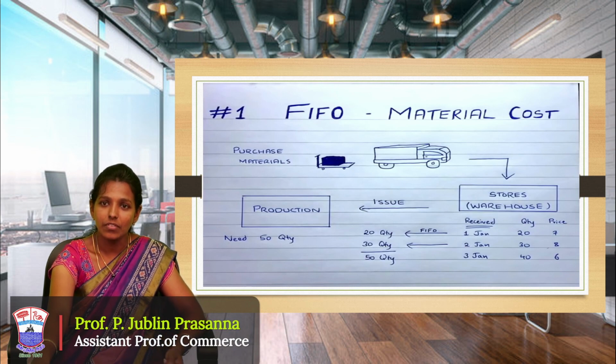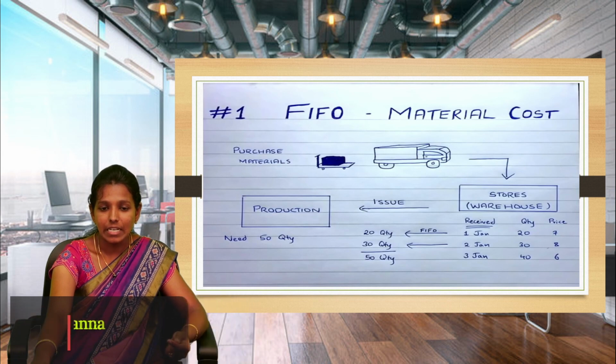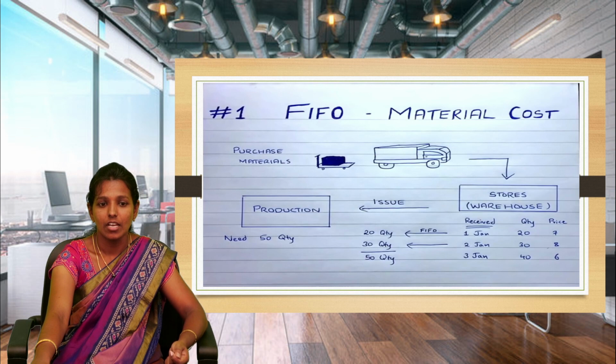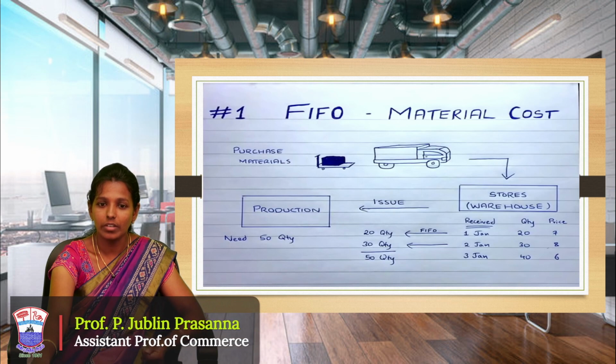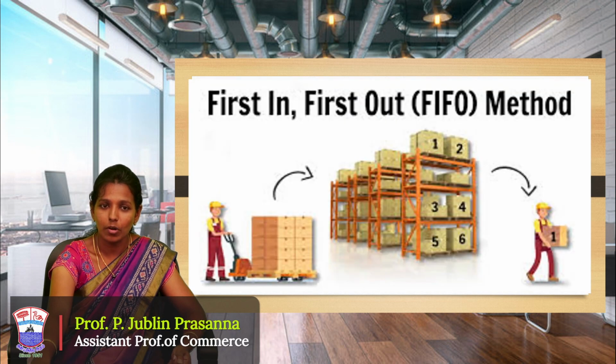The materials that are received first will be issued first. So the first material received is on 1st January, 20 quantity at the price 7, and it will be issued first to the production unit. If 50 quantity is needed, which will be taken first? January 1st 20 quantity will be taken first, and January 2nd 30 quantity will be considered for the next issue. So totally 50 quantities are given to the production unit. This is the process of the FIFO method: what is received first will be issued first.